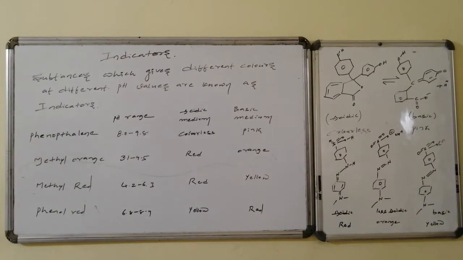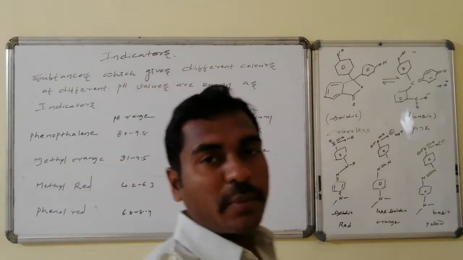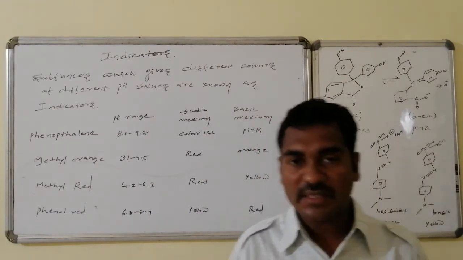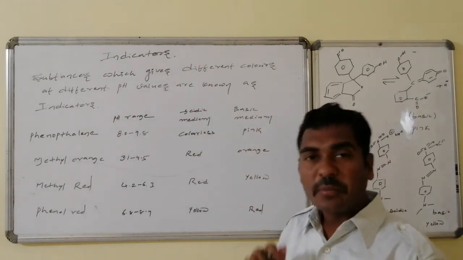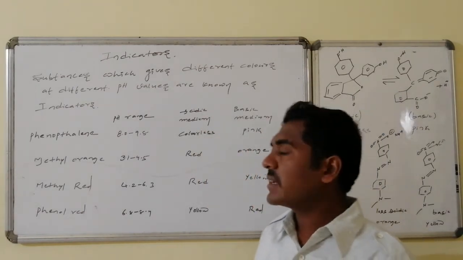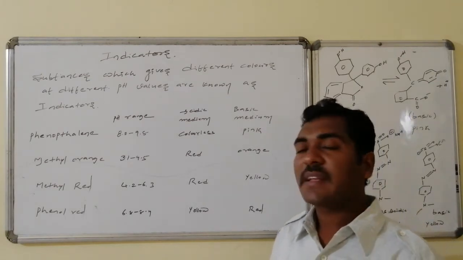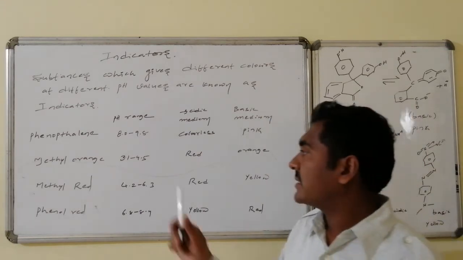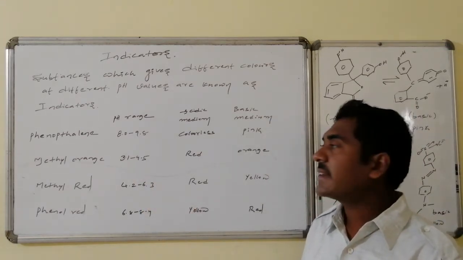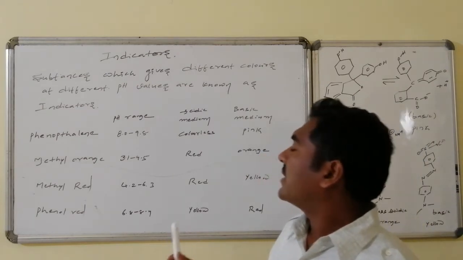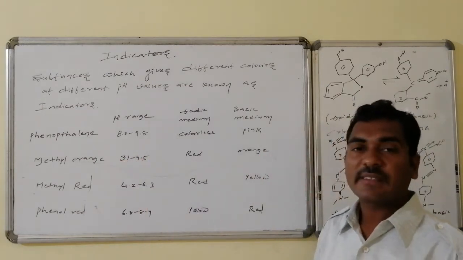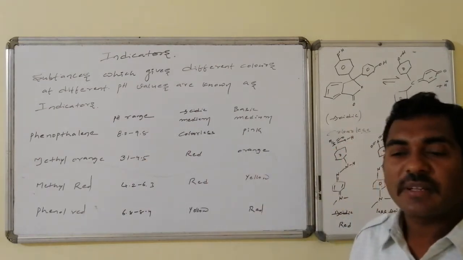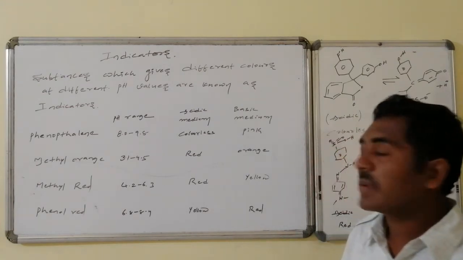Indicators are substances which give different colors under different pH conditions, generally said to be pH indicators. The important indicators that we use are phenolphthalein, methyl orange, methyl red, as well as phenol red. The pH range where the color change occurs for phenolphthalein is between 8 and 9.8. In acidic medium, that is lowest pH, it is colorless, whereas near 10, in the basic medium, the indicator changes from colorless to pink in color.